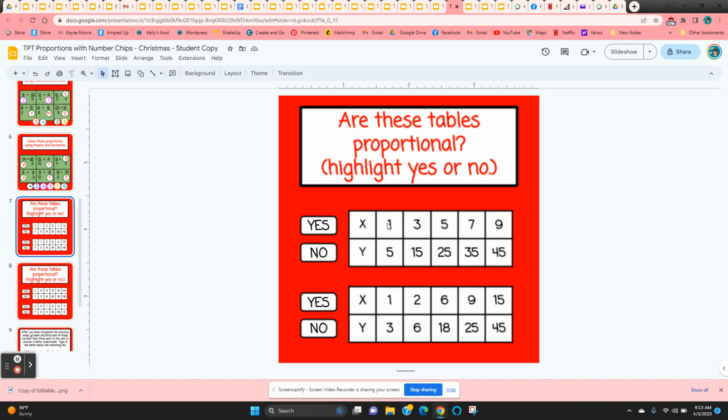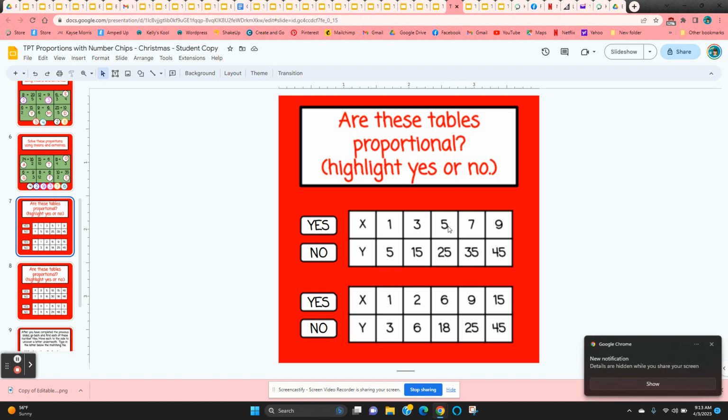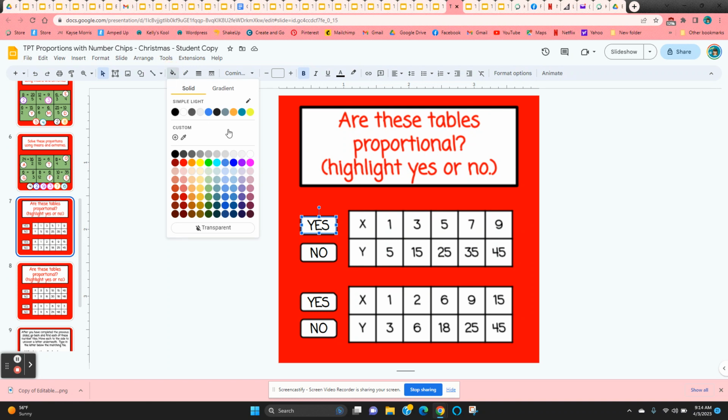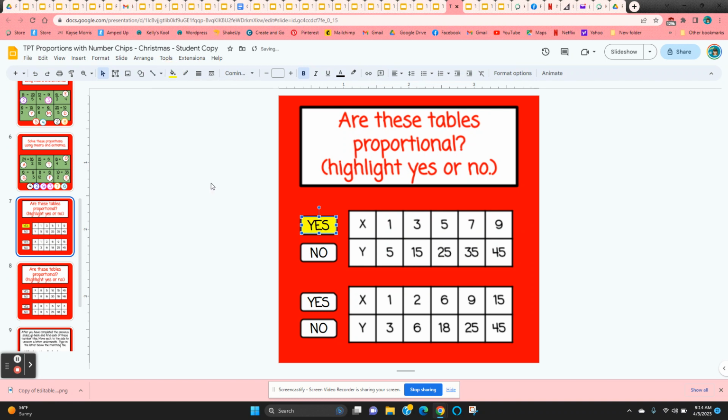What do we multiply times the x term to get the y term? So in this case, you're multiplying times 5. And in each case, you multiply times 5, so that makes it an equivalent table, a proportional table. And all they need to do is click on the answer, come up here to the fill color feature, and then they can choose any color they want to shade it in.